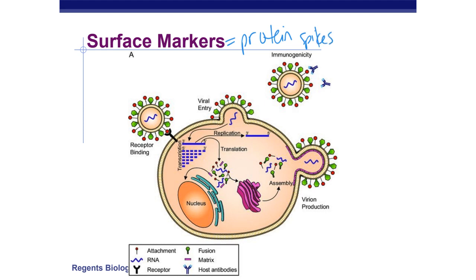So the protein spikes that are on the viruses are cell specific. Let me explain what I mean a little bit here. So for instance, let's say you have a cold. The common cold is caused by a virus. A common cold gives you different symptoms than the flu, and a flu is also caused by a virus.